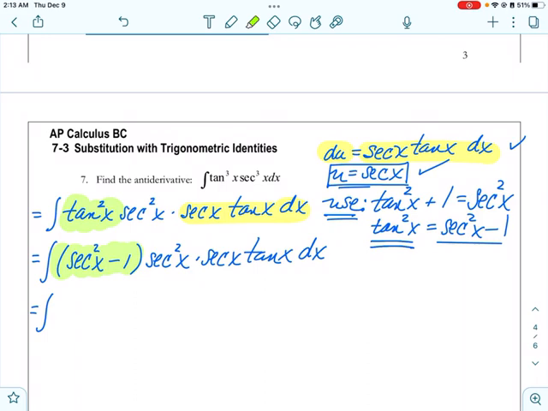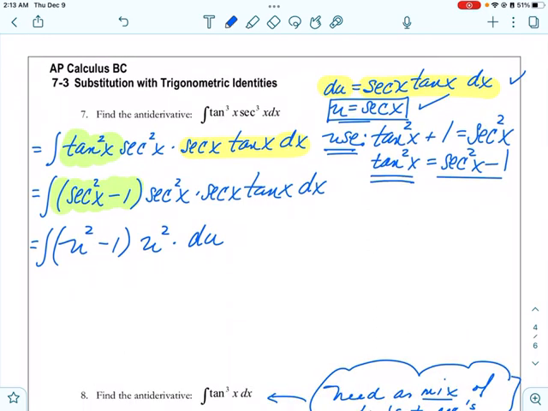Okay, so now what we're going to do is we're going to say, all right, we've got our du. My u's I've got in place. So now I'm just going to put the u's in. I've got u squared minus 1 times u squared times du. And now what I can do is go ahead and distribute, so that'll give me the integral of u to the fourth minus u squared du.